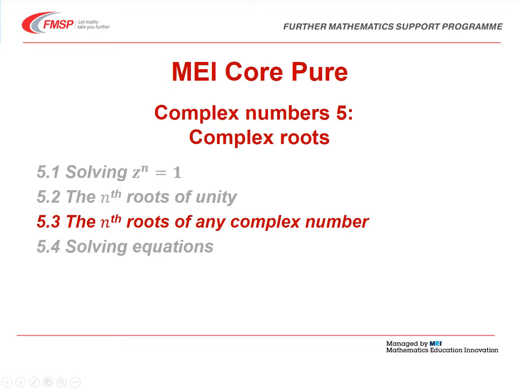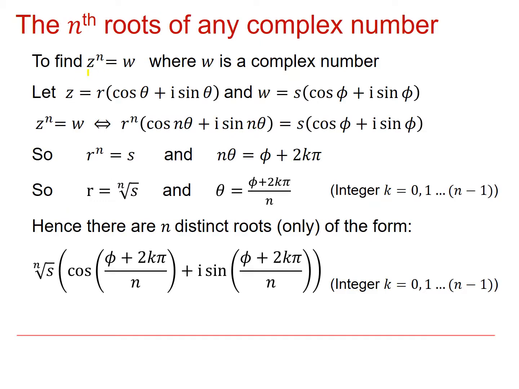This is a video for MEI Core Pure Mathematics, complex numbers 5, complex roots, 5.3, the nth roots of any complex number. So if we look at this equation, I've got z to the n equals w, where w is a complex number. The roots of this equation then will be the nth roots of w.